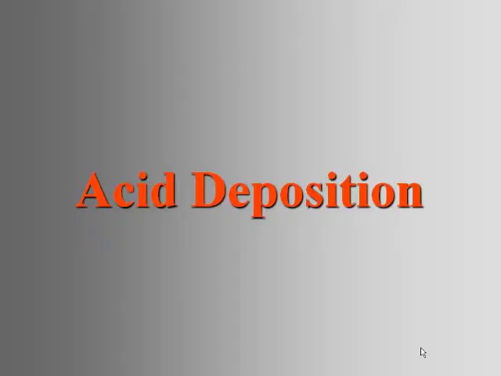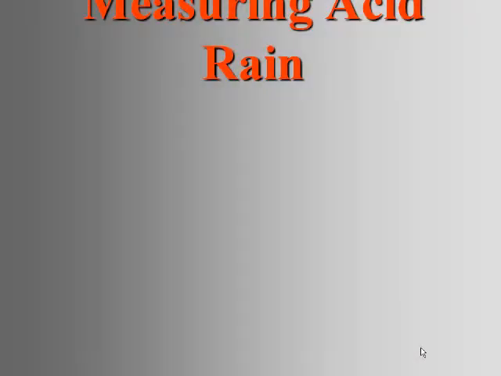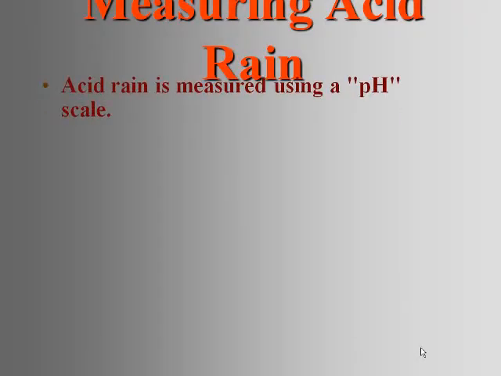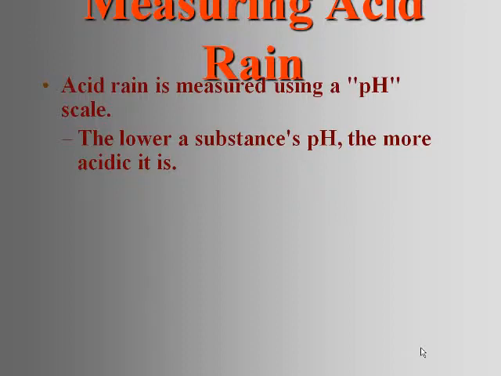Okay, so moving on to acid deposition, looking at acid rain. We measure it using the pH scale. You guys are comfortable with pH, hopefully, at this point. That should just be a review from chemistry. Remember, the lower the pH, the more acidic it is. Neutral or pure water is 7.0 on the pH scale.